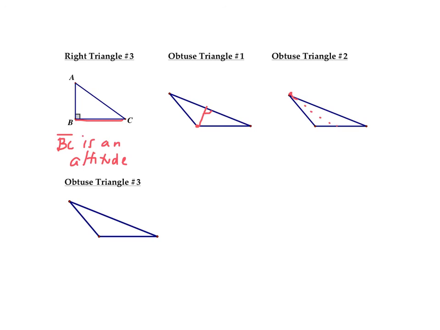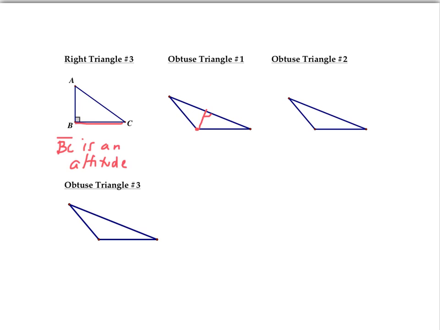So notice that it cannot be drawn inside the triangle. If we were to draw an altitude from that point to the opposite side, it would have to come down this way. So what you need to do in the case of an obtuse triangle is extend that opposite side, then drop in your altitude. So sometimes the altitude of a triangle can occur outside of the triangle.